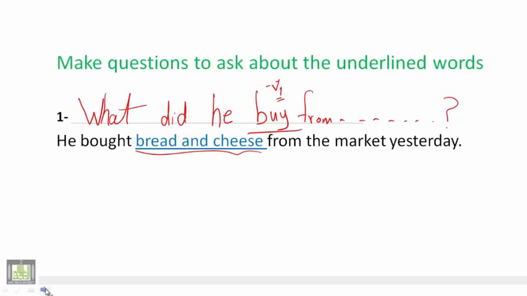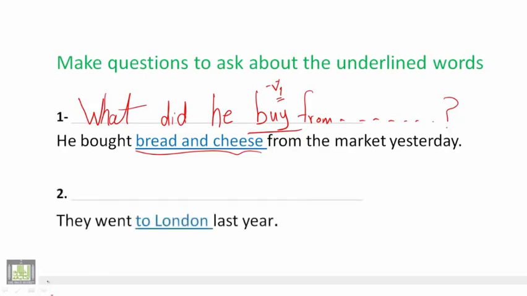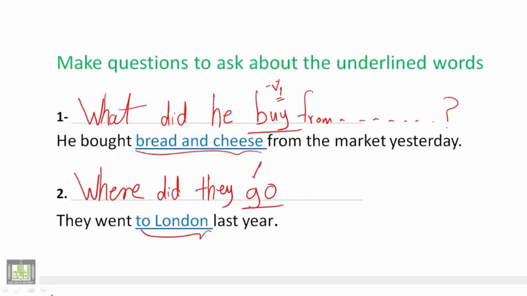Now let's go to another one. They went to London last year. Notice that we want a question asking about to London, and London is a capital or a place, so we need to use where. Where, again the auxiliary, where did they go? This is verb 1 of went, last year.